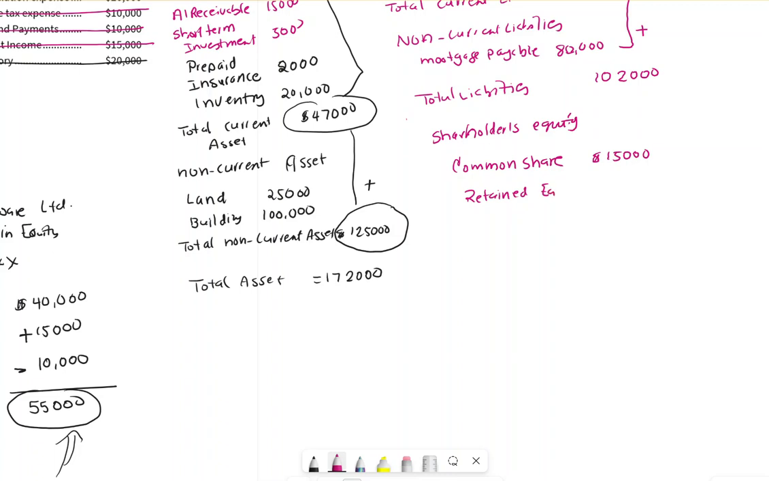And we have something called the retained earnings. Where are we going to get that retained earnings? We just calculated it using the number 2, and my retained earnings is your 55,000. And if I add these two numbers, it will be called total shareholders equity.